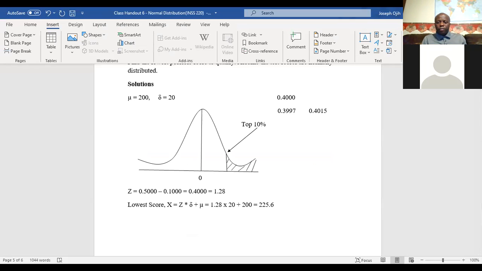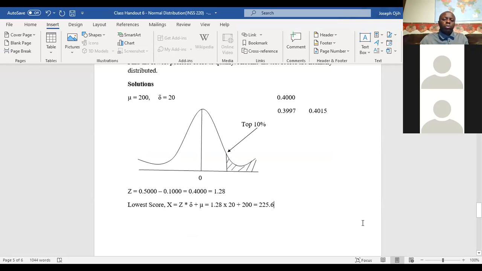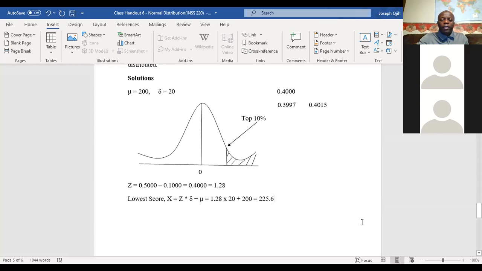Any question for me on this? No question. Okay. So this is when you have to do the opposite, when you have to find the S value.